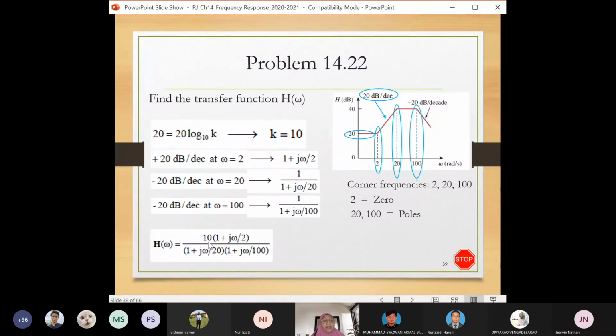Therefore, you put everything together and you will get 10 times 1 plus j omega over 2, over 1 plus j omega over 20, times 1 plus j omega over 100. Make it beautiful, you get 10 to the power of 4, 2 plus j omega in the numerator, over 20 plus j omega, 100 plus j omega.